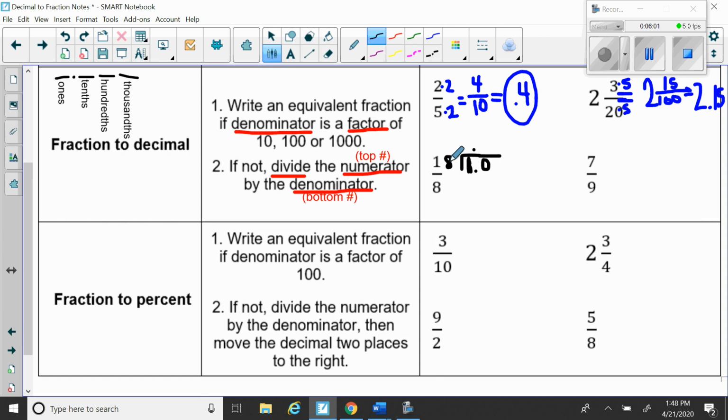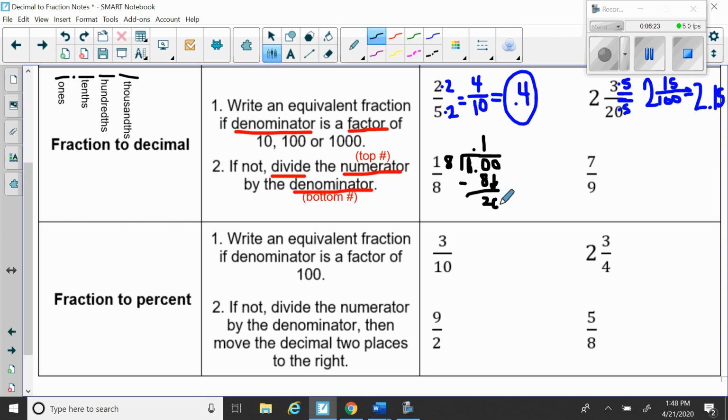Okay, so 8 goes into 10. Yes, it goes into 10 one time. 8 times 1 is 8. Okay, and we can subtract here. 10 minus 8 is 2. Well, now I want to keep going, so I'm going to add another 0, because remember, if you add zeros after the decimal place, it does not change your answer.